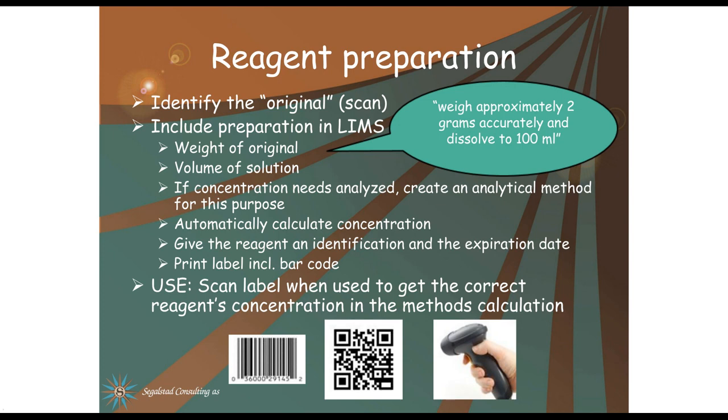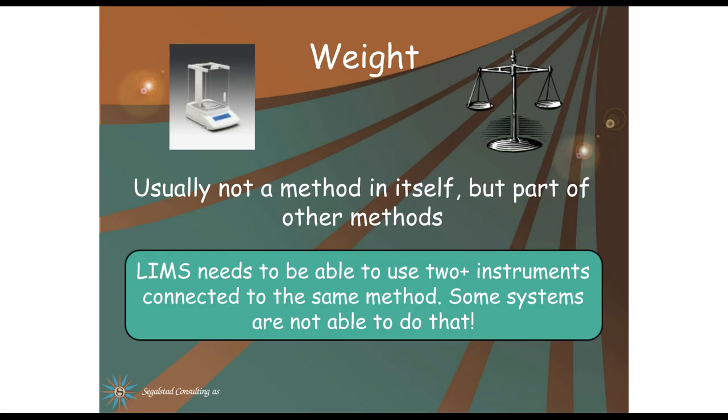LIMS will also give this new reagent an ID and print out the label like the one on the last slide. Of course, LIMS will have to be told first how to handle this as static data. When we shall use the reagent, we can scan the label, and LIMS knows exactly which reagent we have used and the concentration. This is often the input to an analytical method and may be part of the calculations in this method.